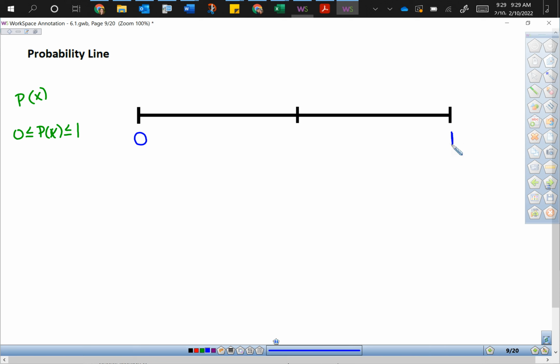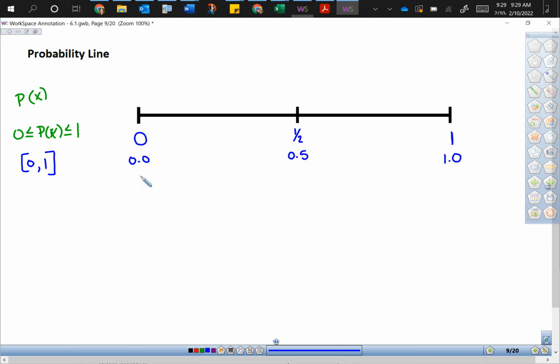And that's inclusive. You can get a probability of 0, and you can get a probability of 1, 0 to 1 inclusively. So what do you think this tick mark right here is going to represent? A half. Now, sometimes probabilities will be written as a fraction like we have here. Sometimes probabilities will be written as a decimal, so like 0.0, 0.5, 1.0. Sometimes it will be a decimal.